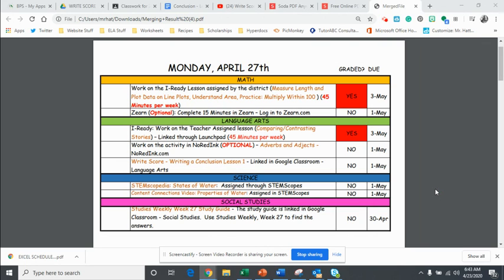So this week we are going to be doing 3 math lessons, and those math lessons are measure length and plot data on line plots, understanding area, and practice multiplying within 100. Now we've done all these before, so this should kind of be a review for you.